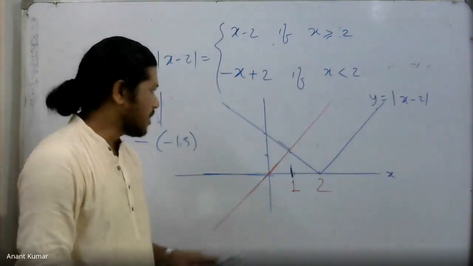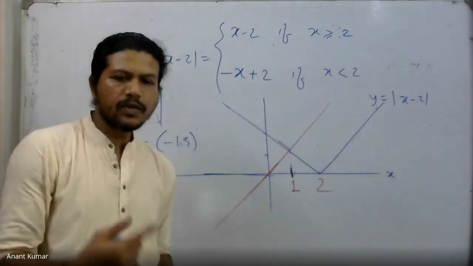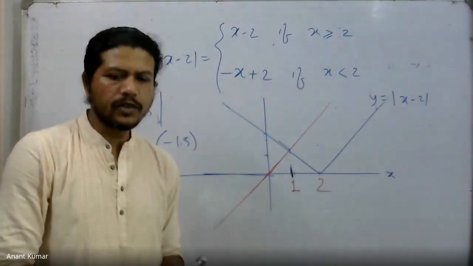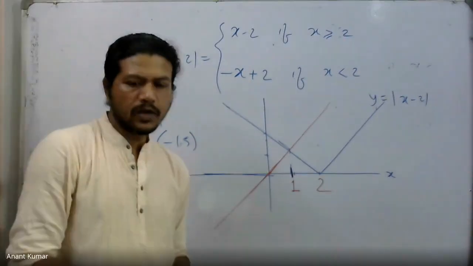How did I get the red line? The red line is nothing but the right side. The right side was y equal to x. What is y equal to x, by the way?